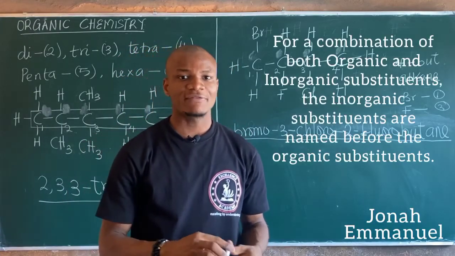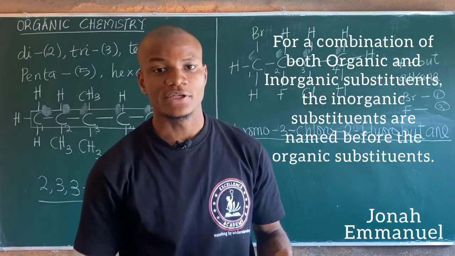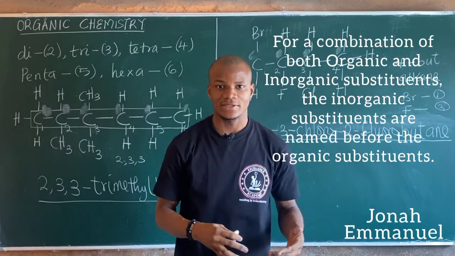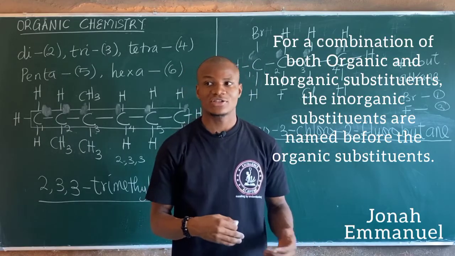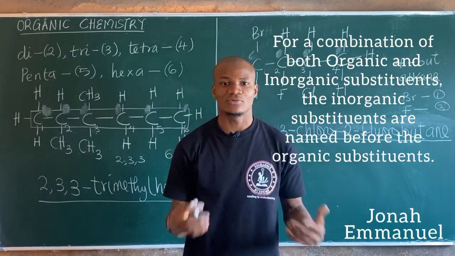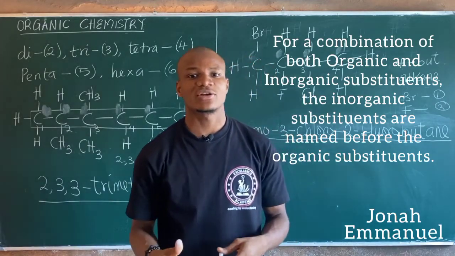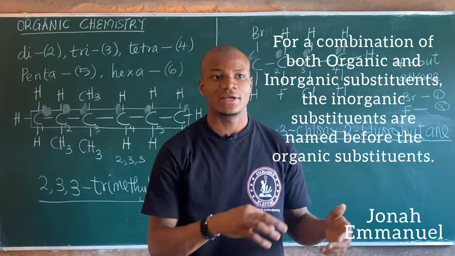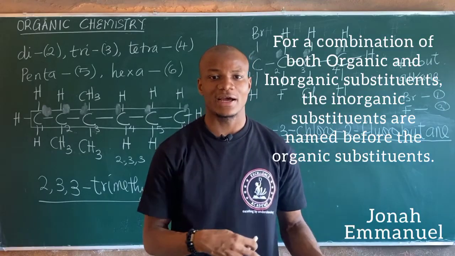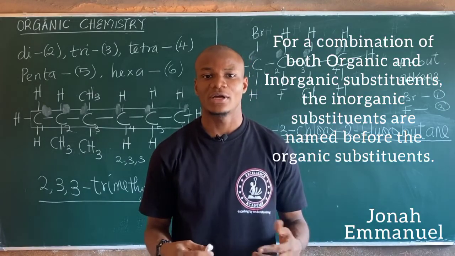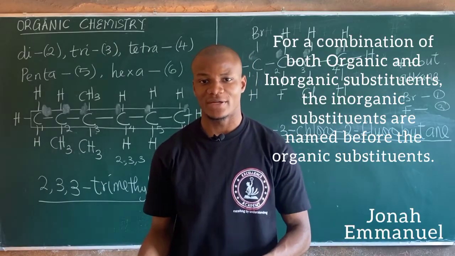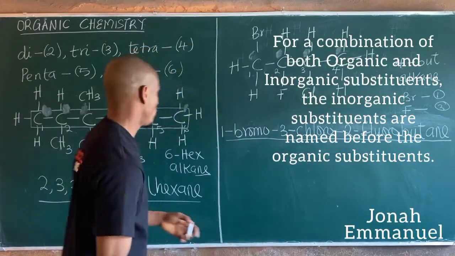Also, if I have a combination of different types of substituents, for example organic substituents and inorganic substituents. Organic substituents are your alkyl groups, that's methyl, ethyl, propyl, and so on. While your inorganic substituents are your halogens, such as bromine, chlorine, and what have you. So in the case where I have both organic and inorganic substituents in a compound, I'll take the inorganic substituent first before the organic substituent. We'll take an example and we'll see what we mean.